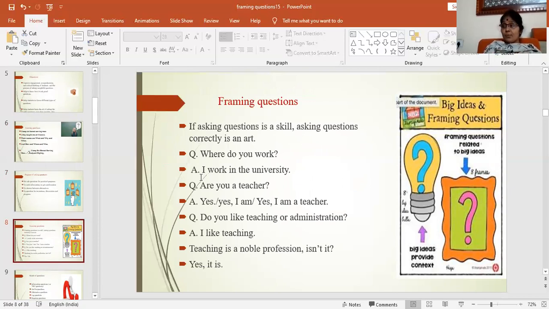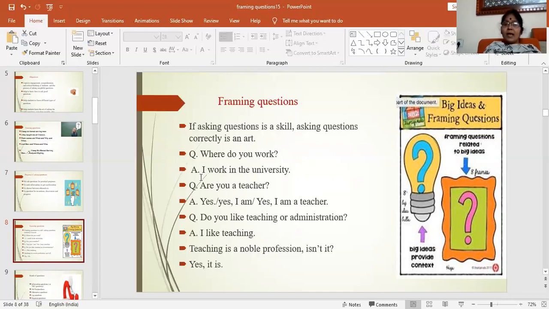Now, while we are framing questions, if asking questions is a skill, asking questions correctly is an art, right? So we'll see what are the different ways that we ask questions and what type of answers do we expect. Say I ask a question, where do you work? And I have to answer it in a complete sentence. I have to say, I work in the university.